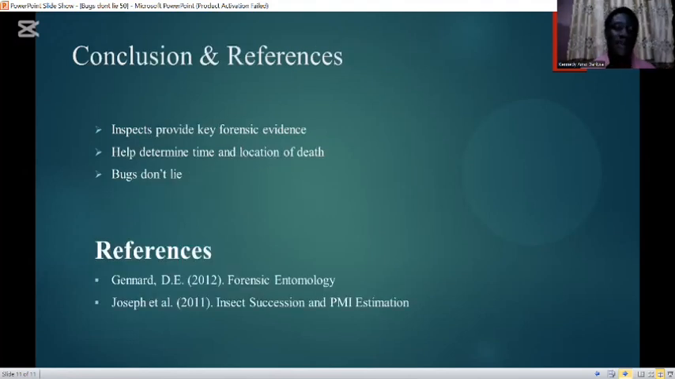Then conclusion and references. So in conclusion, forensic entomology is a powerful tool in crime investigation. Insects offer clues about time and location of death and exposure to substances, and help uncover the hidden truth when other evidence fails. As we say, bugs don't lie.